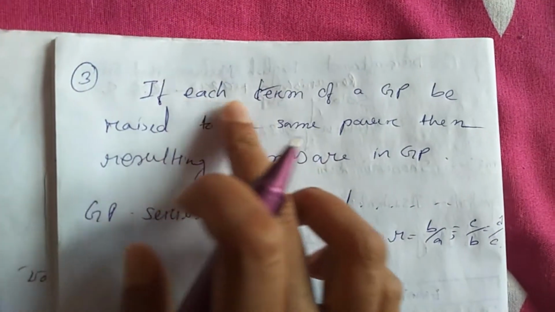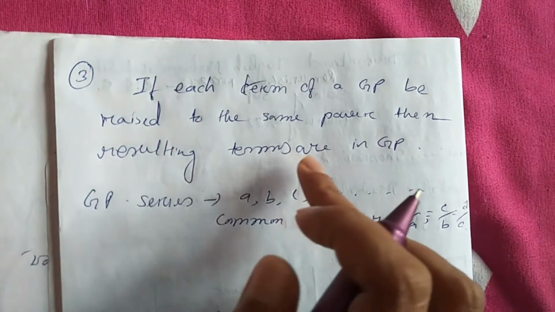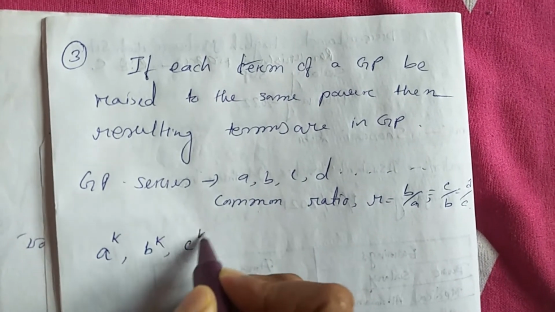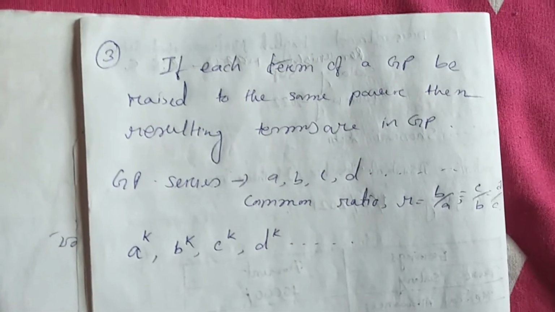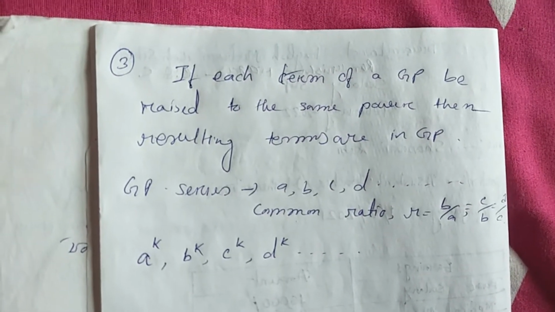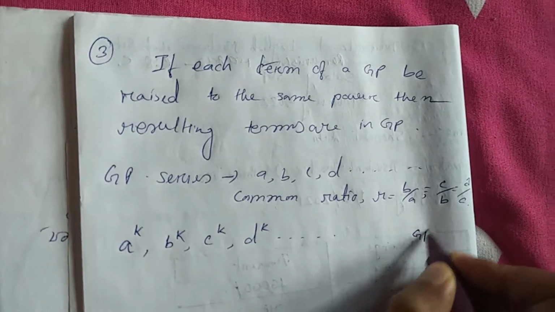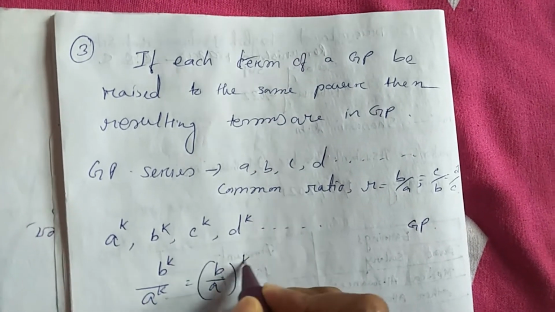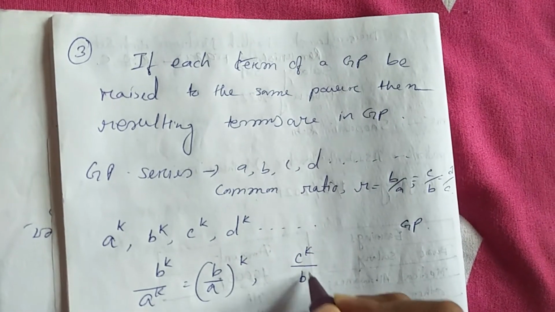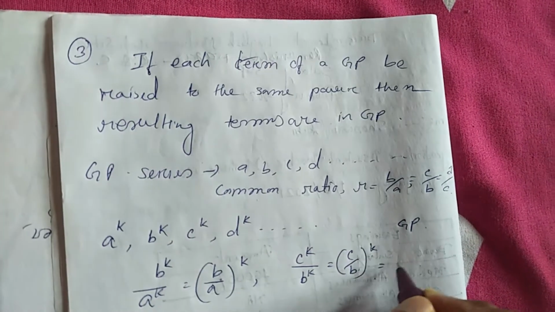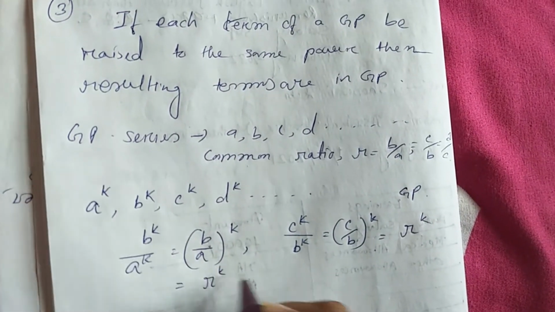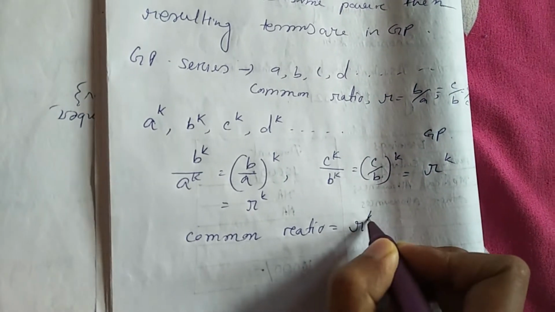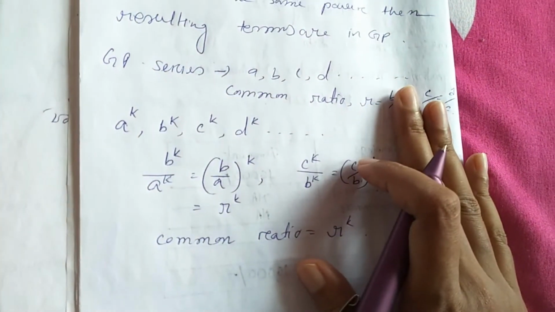So here it is said that if each term of a GP is raised to the same power, then the resulting terms are in GP. Suppose I raise the terms: A to the power K, B to the power K, C to the power K, D to the power K. Then this series will also be in GP, and the common ratio, B to the power K by A to the power K, equals (B by A) to the power K, or C to the power K divided by B to the power K equals (C by B) to the power K, which is R to the power K. So the common ratio will be R to the power K. These are the properties of geometric progression.